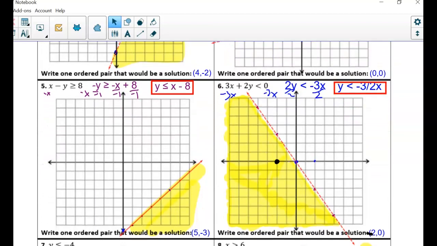For number 6, you also needed to solve that one. Subtract your 3x from both sides and divide by 2. So y is less than -3/2 x. Your y-intercept was 0, slope -3/2. You have a dashed line shaded below. And then you can pick any point in here. I just picked the point -2, 0.